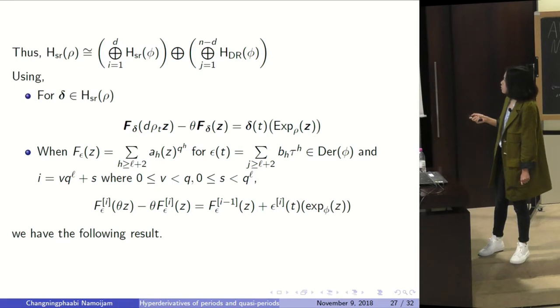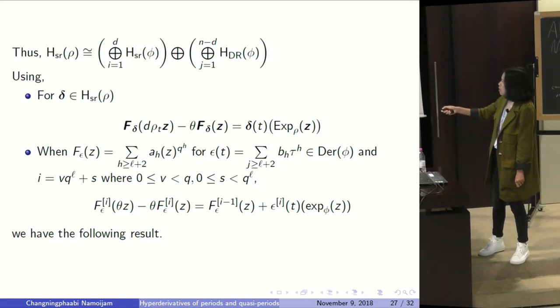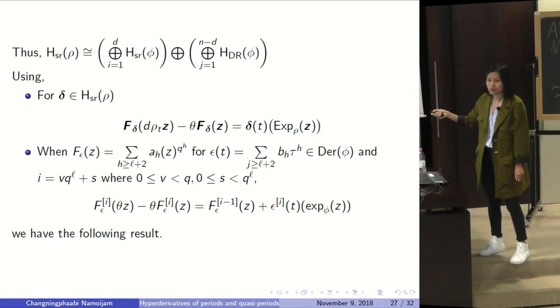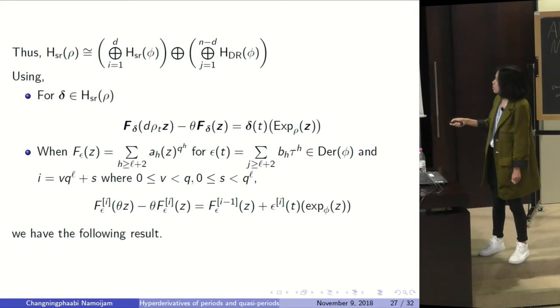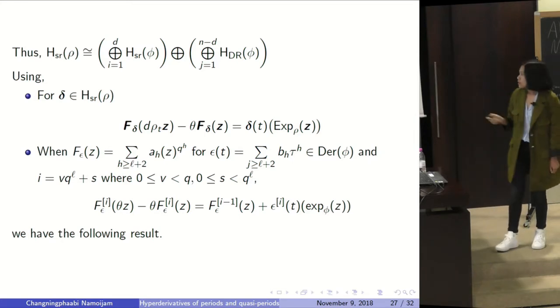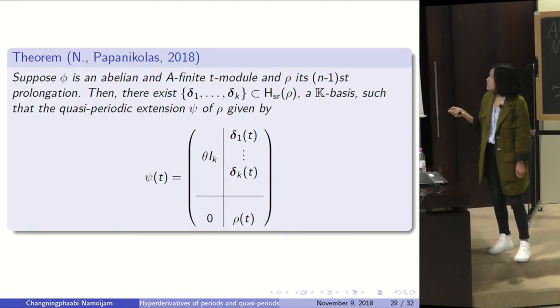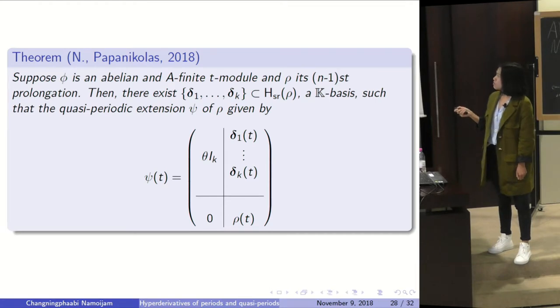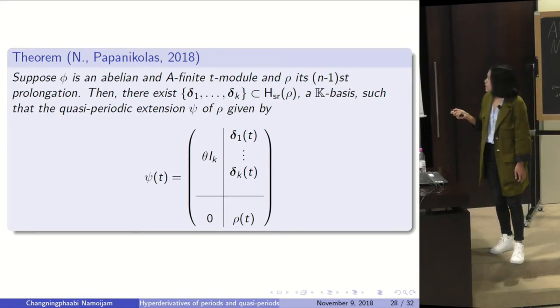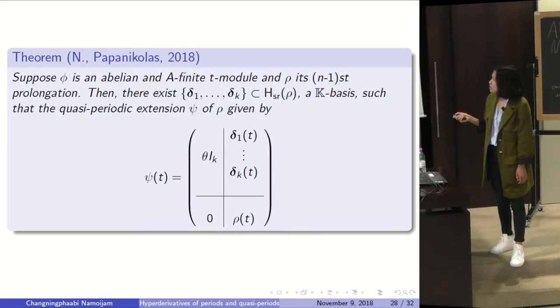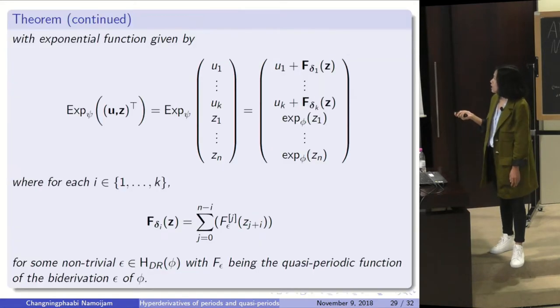Okay, so for epsilon, we take the corresponding quasi-periodic function to be this. Note that epsilon is a biderivation of my T-module phi, not the prolongation. So we can show that it satisfies this. Okay, so we have the following result. Phi is an abelian and t-finite T-module, and rho is its (n-1)st prolongation. Then we can find a K-basis of H_sr of rho such that the quasi-periodic extension has exponential function in this way.